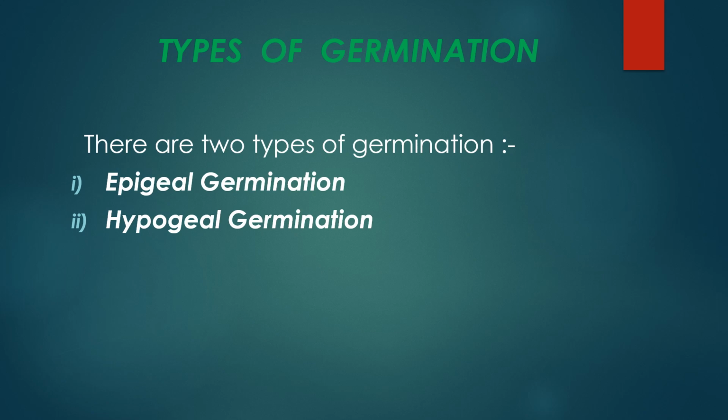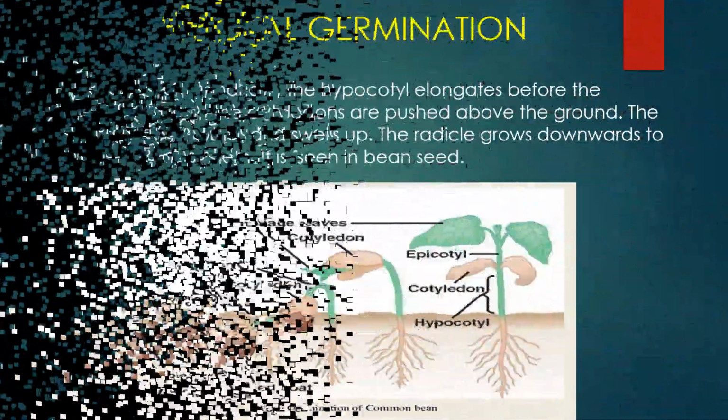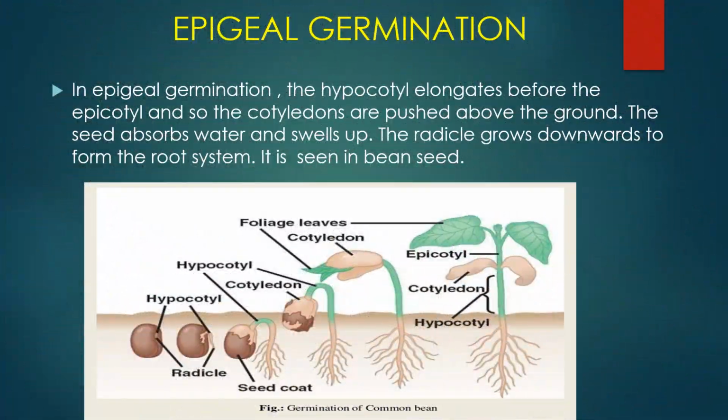Again, it is coming over here. Epi means above. Hypo means below. Geal means soil. Epigeal, above the soil. Hypo means below the soil. So what is this epigeal and hypogeal? See this one. Okay, epigeal germination.